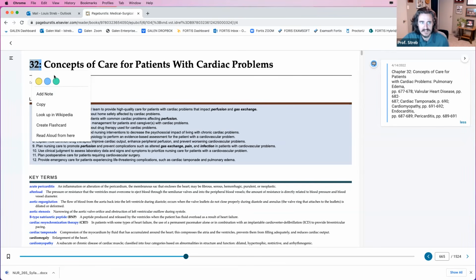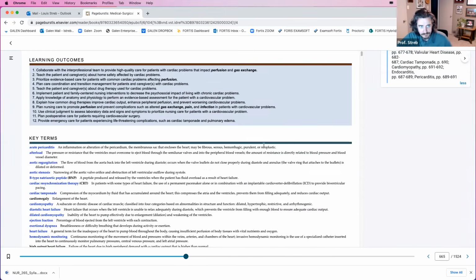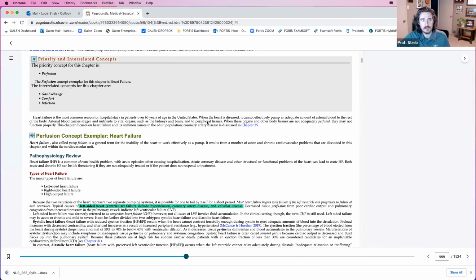So it's not going to be on my exam per se, but what do we do with that? So that's kind of where I start. I know what I want to go through. So my recommendation always for each chapter is really look at the priority. The priority is perfusion. We're talking about getting oxygenated blood to the end user.